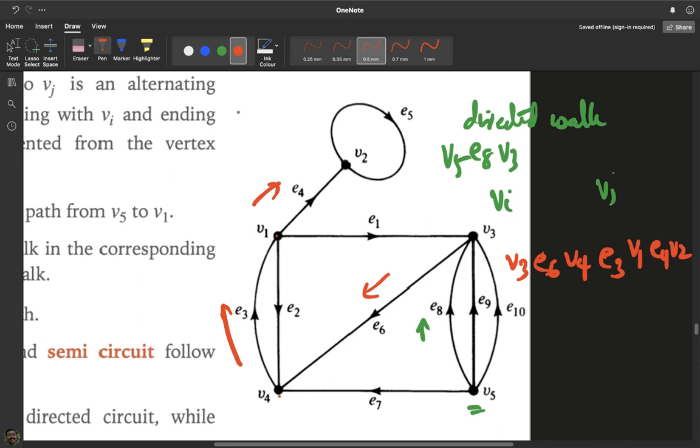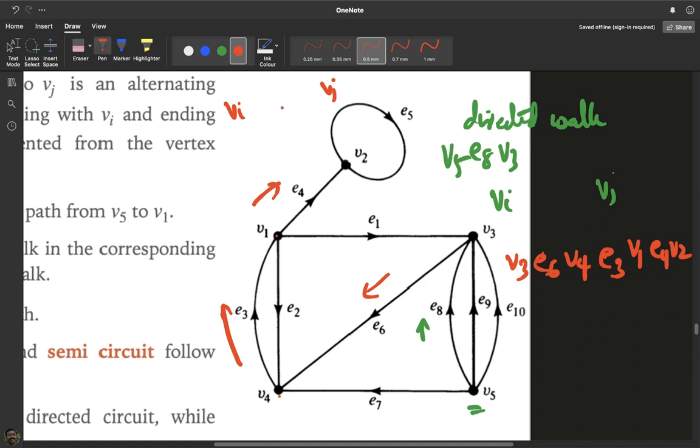So what is a directed walk? It's basically a walk between two vertices Vi and Vj, which consists of an alternating sequence of edges and vertices, such that each edge has the initial point as the vertex preceding it and the terminal point as the vertex succeeding it.